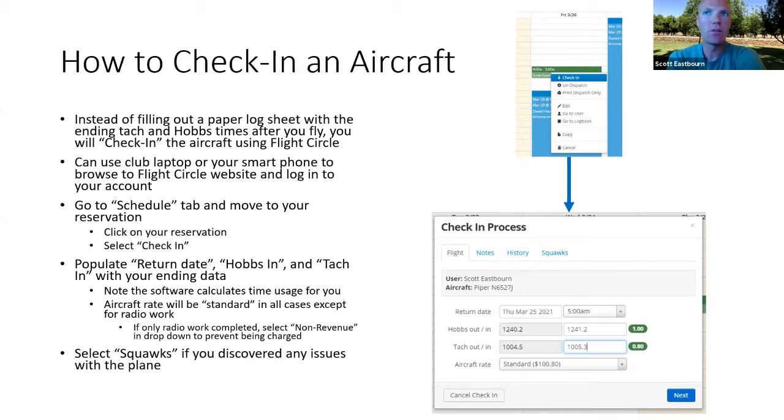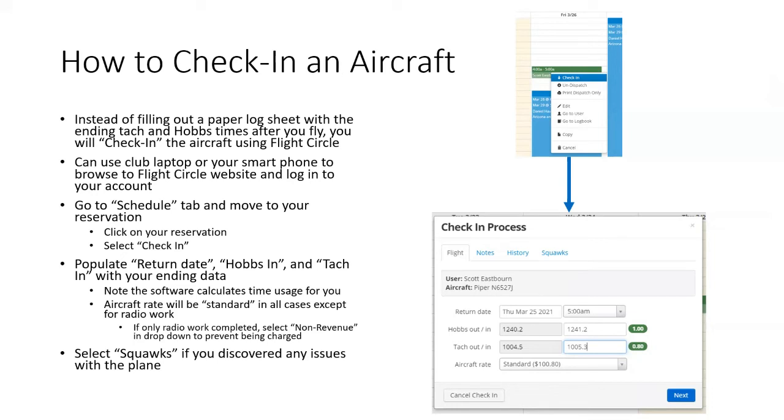Notes and history, there's probably not much to do with that. If you have a maintenance issue or anything like that that you need to squawk, that's what the squawk tab is going to be for at the top. So before you say next, you can just click on squawks, and that's going to take you to the next screen, which lets you enter in the information of what happened. Any questions on this before I move on?